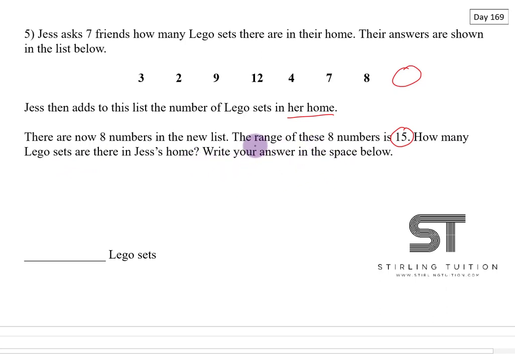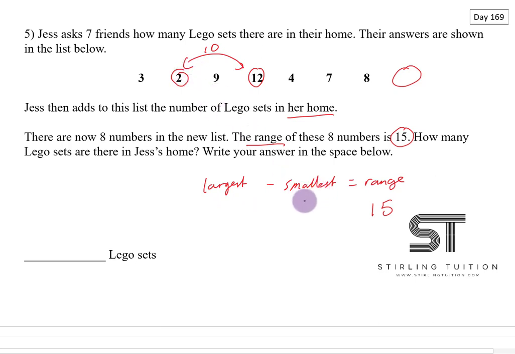So first off, the range is where you get the largest and then you take away the smallest and it gives you the range. Okay, so what's happened here is it's telling us what the range is. It's saying it's 15. So if you look at the smallest and the largest at the moment, the smallest is 2 and the largest is 12. So the range at the moment is 10. Okay, but the range has been increased by 5. So it's gone from a range of 10 up to a range of 15. So the difference between the largest and the smallest has increased by 5 basically.